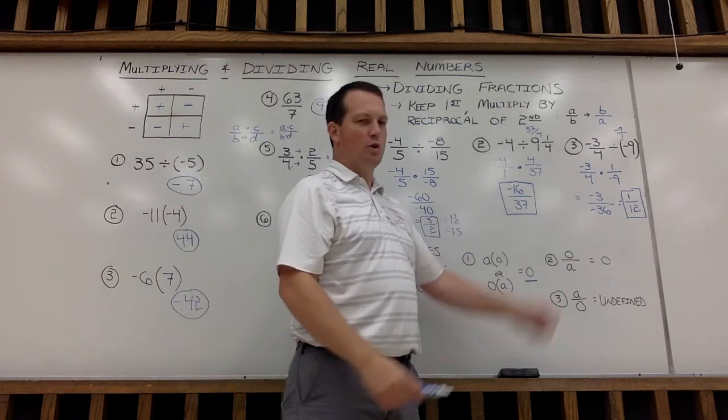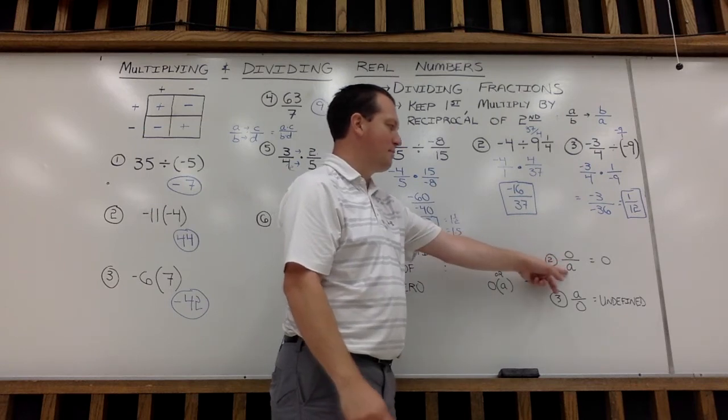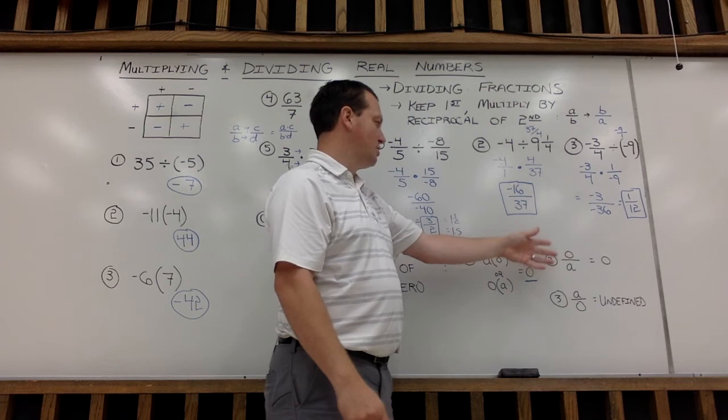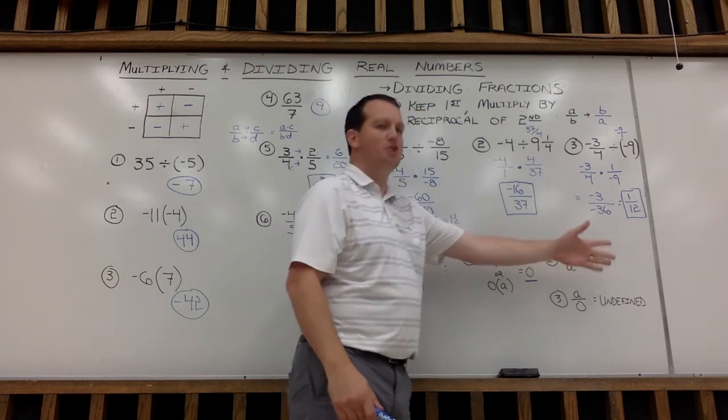Division, however, order does matter. If I want to take 0 and divide it by any number, how many times does 20 go into 0? That answer will always be 0.